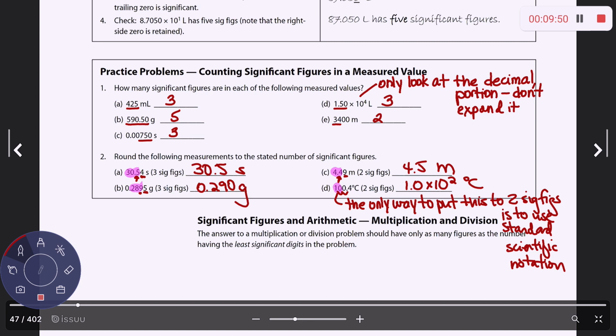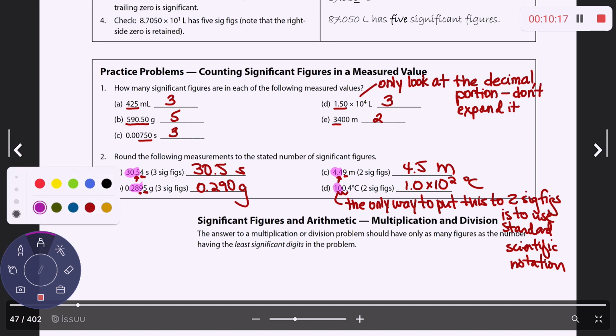So there's no other way to signify that? No other way. I couldn't just make it 10, because 10 in terms of a quantity is nowhere near 100. Okay? Any other questions? Okay. Then let's go on to learn how to multiply and divide with sig figs.